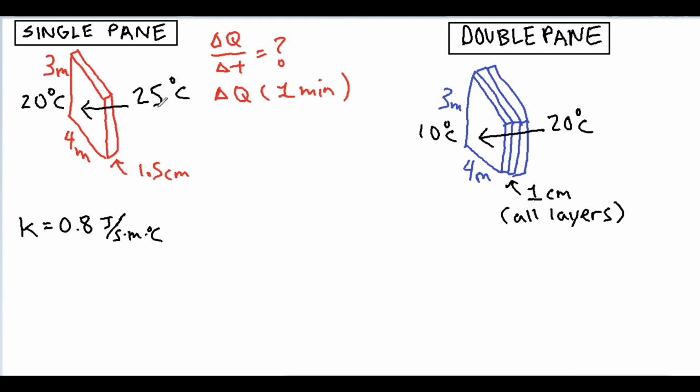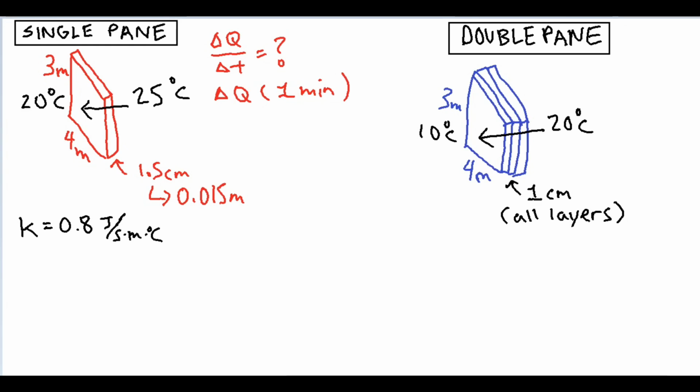All right, so we have a situation where we have a 3x4 single pane window, and one side of the window is 25 degrees Celsius and the other side is 20 degrees Celsius. It has a thickness of 1.5 centimeters. First of all, we definitely want to convert this into 0.015 meters so that everything is in our standard unit. So 1.5 divided by 100. We also have our heat conductivity constant, 0.8, for this specific piece of glass.